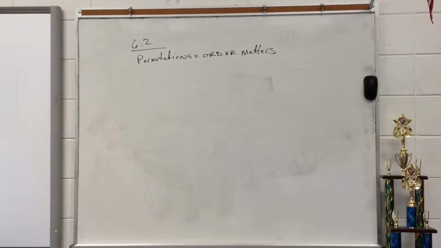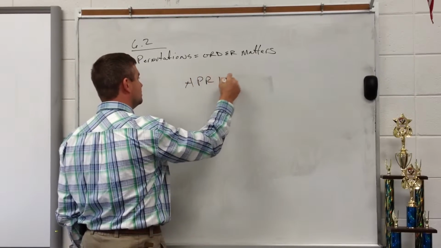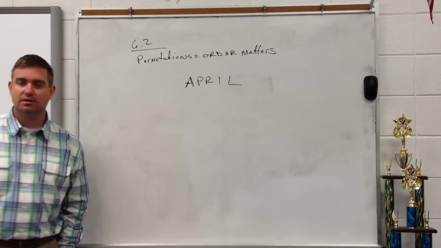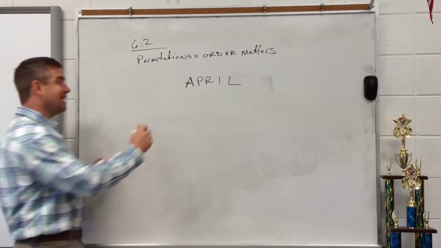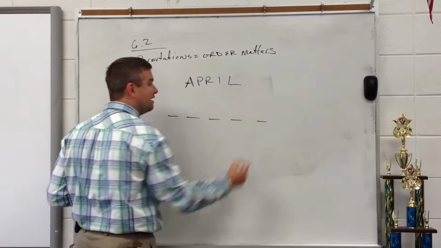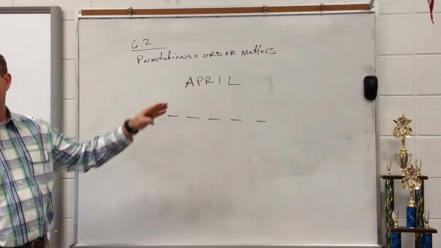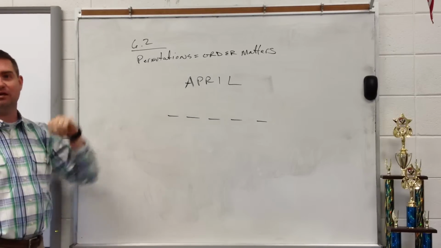Okay, consider the word April. All right, we're in the month of April. How many letters do you see in the word April? 5. There are 5 letters. How many different ways could you arrange those letters in the word April? Well, you have 5 slots: 1, 2, 3, 4, 5. How many choices, A, P, R, I, or L, do you have for the first slot? 5. You have 5 choices. It could be any of those letters.